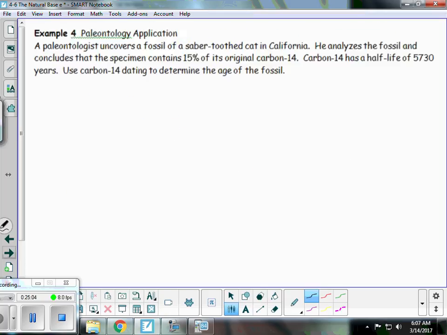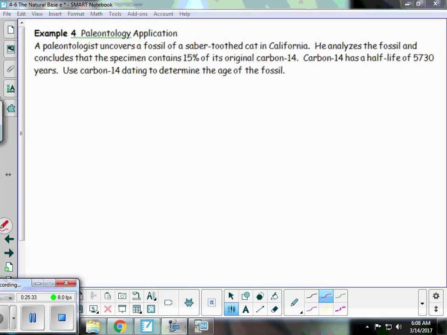A paleontologist uncovers a fossil of a saber-toothed cat in California. He analyzes the fossil and concludes that the specimen contains 15% of its original carbon-14. Carbon-14 has a half-life of 5,730 years. Use carbon-14 dating to determine the age of the fossil. So we're looking for T, the age.